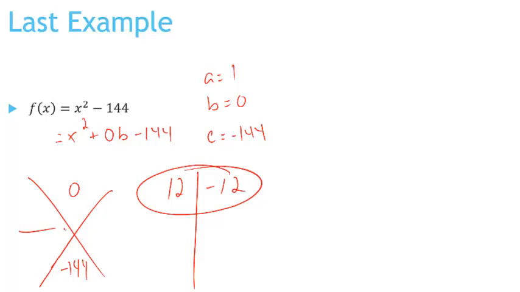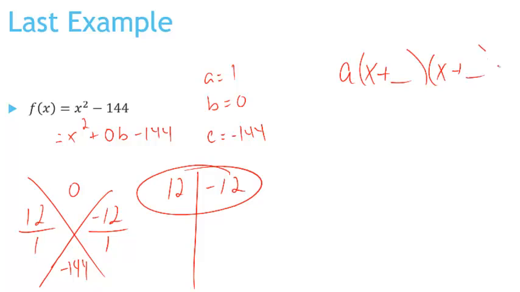So we're going to have 12 here and a negative 12 here. A is 1, so 12 divided by 1 and negative 12 divided by 1. So then our final solution, we're going to have a times x plus blank times x plus blank. A is 1, so we're going to have 1, and then x plus 12, and then x minus 12.